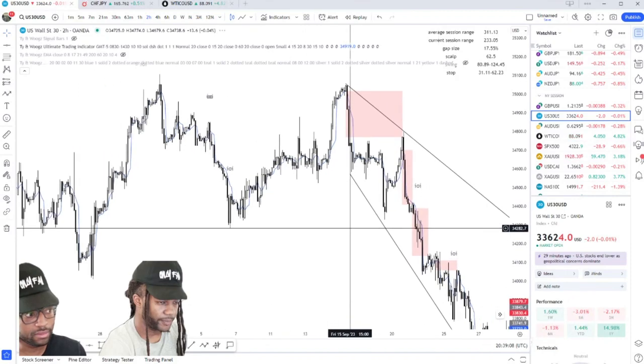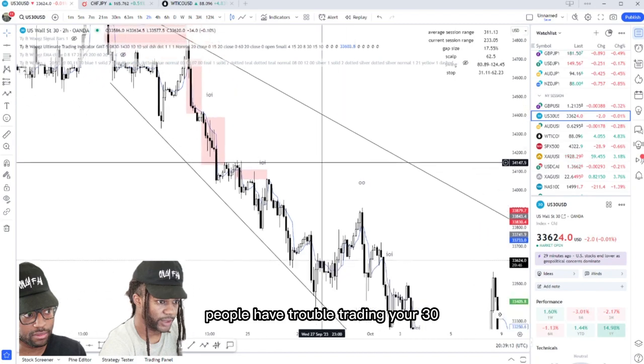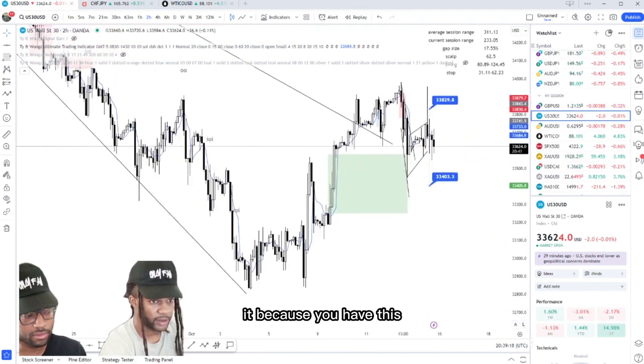Even this pair is hard for people to trade. People have trouble trading US 30. You're gonna be able to make child's play out of it just because you have this tool.